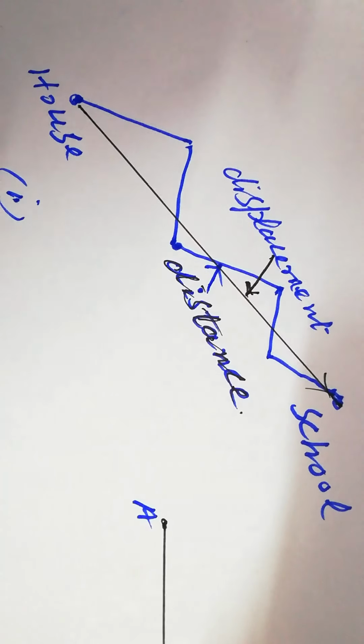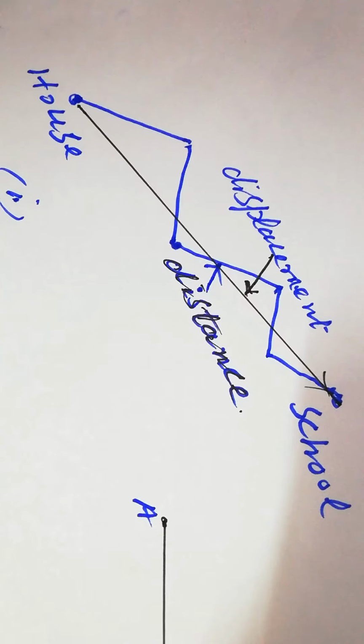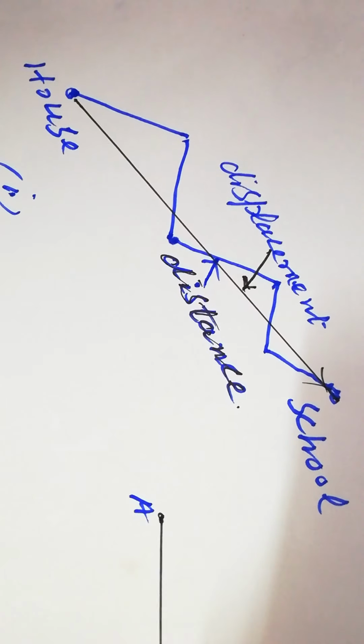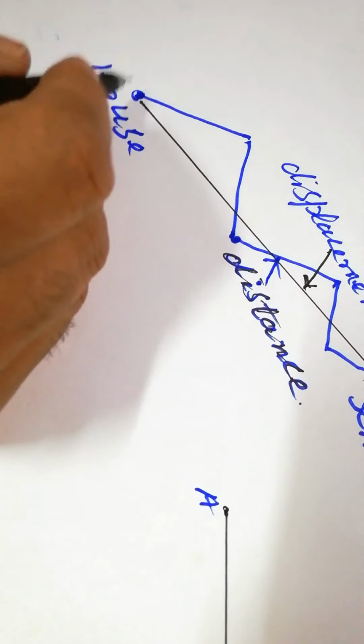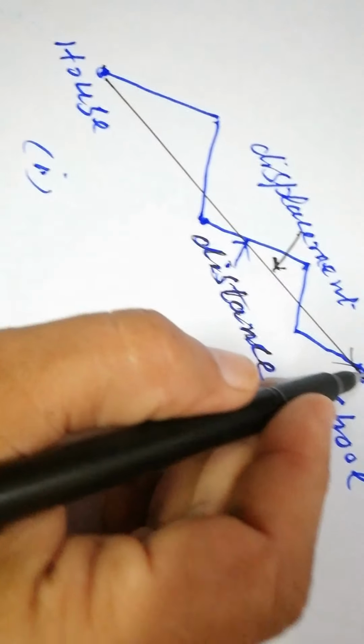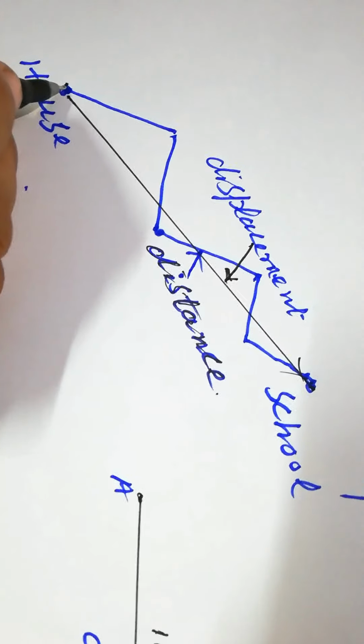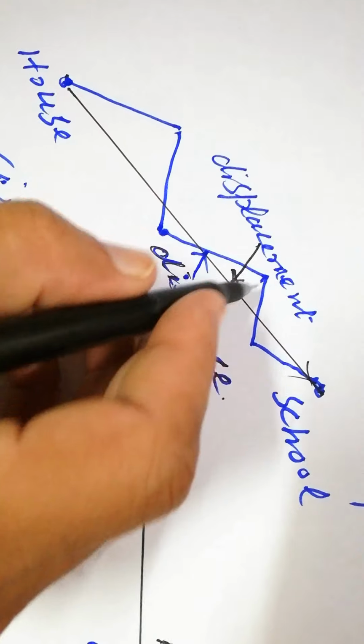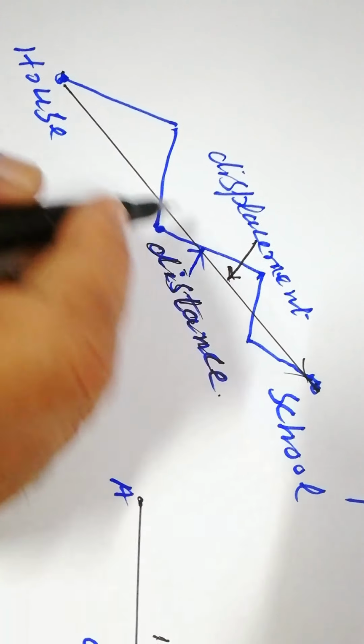So today we will discuss distance and displacement. What is the difference between distance and displacement? Look at the example. Let's suppose there is a house and there is a school. A body moves from the house to the school. It's a zigzag path like that.